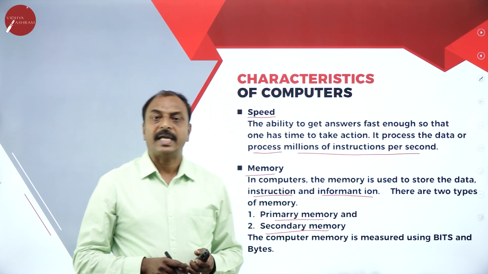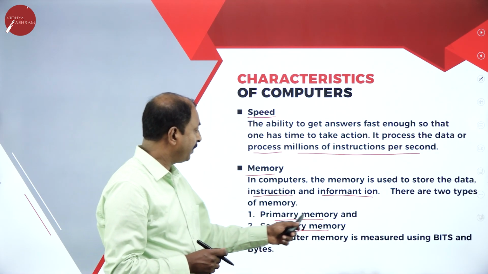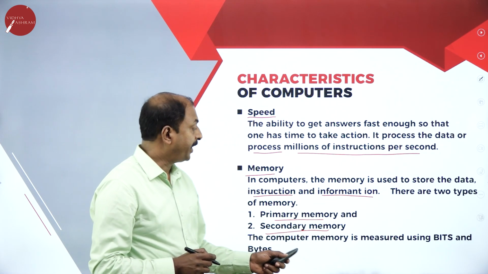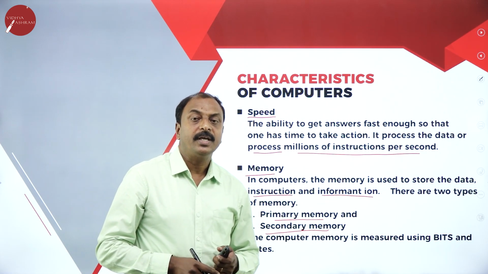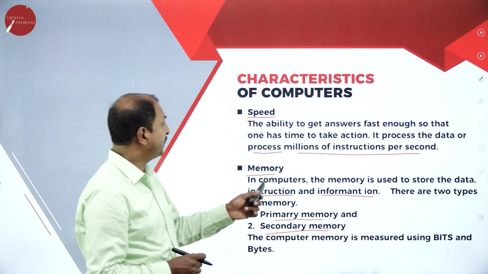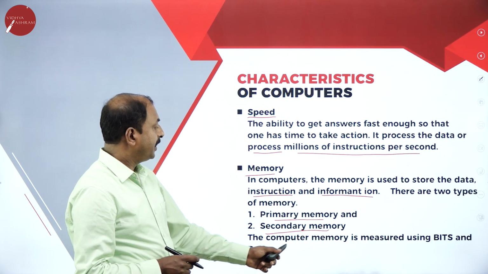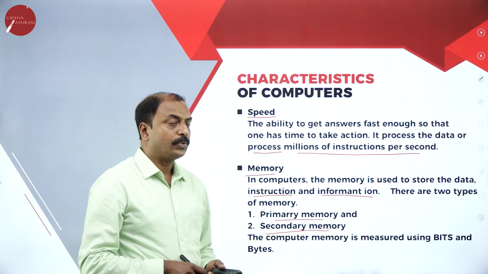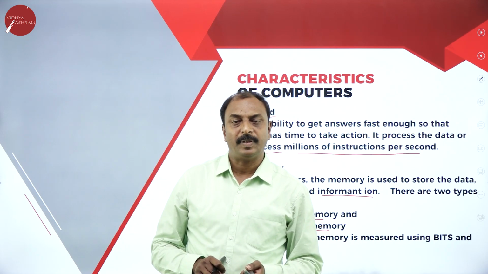There are two types of memory. One is primary memory and the second one is secondary memory. With the help of these two types of memory, we can store a lot of information. That is nothing but memory. And the computer memory is measured in terms of bits and bytes. So that is the unit of memory.